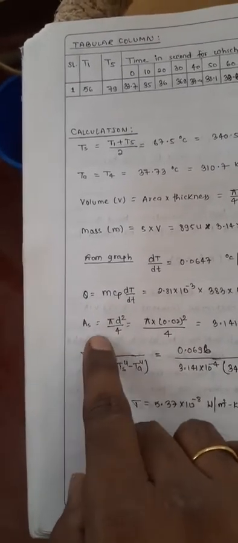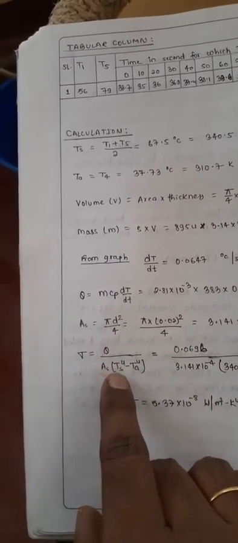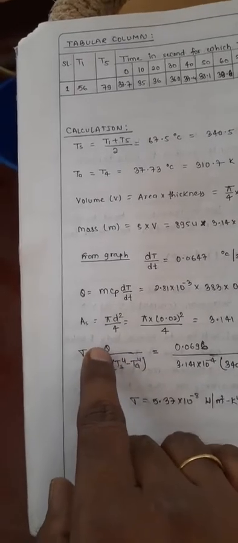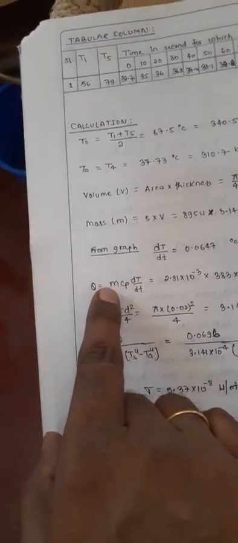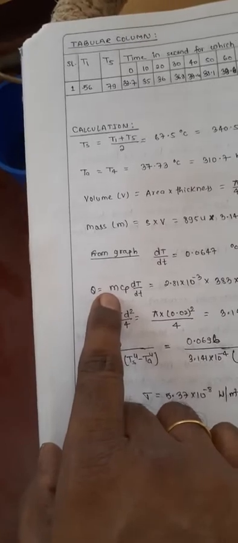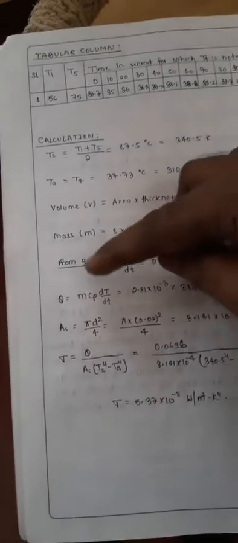This equation and the equation mCp dT/dt are equated. If you equate, you get this result: sigma equals Q divided by A times (Ts^4 minus T ambient^4), where Q is equal to the same heat absorbed by the disc. Heat lost by the water is equal to heat absorbed by the disc, so mCp dT/dt.